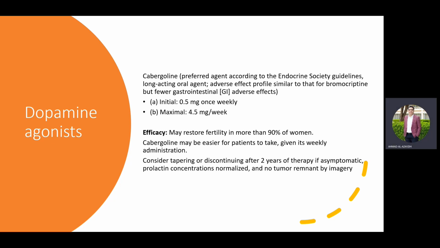Cabergoline is given once weekly, so we expect many patients will be adherent to such medication. It's easy to take, just a tablet once weekly. Accordingly, it is better compared to bromocriptine because of fewer GI side effects, as well as being a long-acting oral agent. Because it is a long-acting oral agent, it is given once weekly.